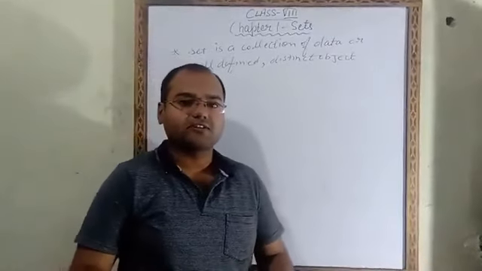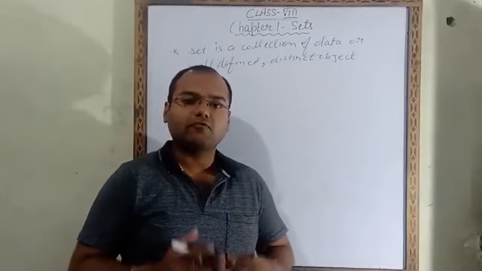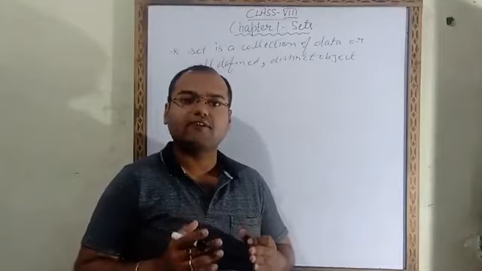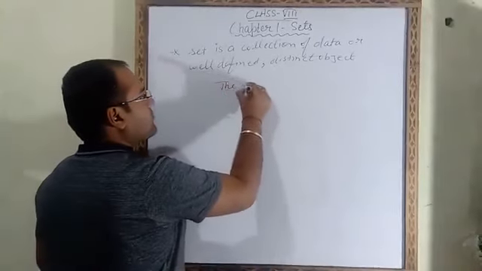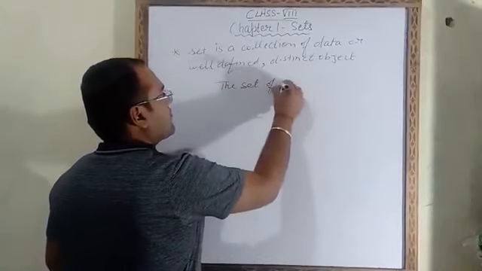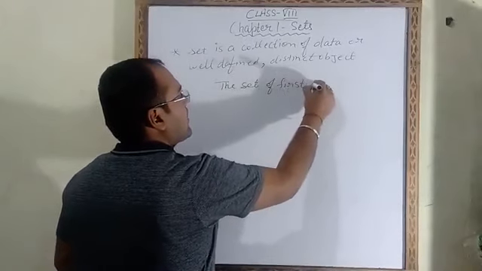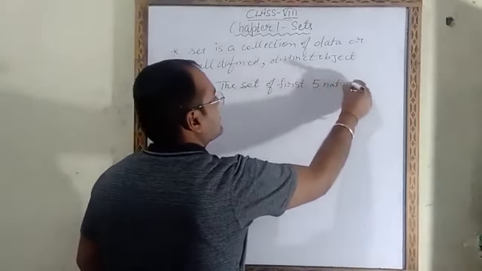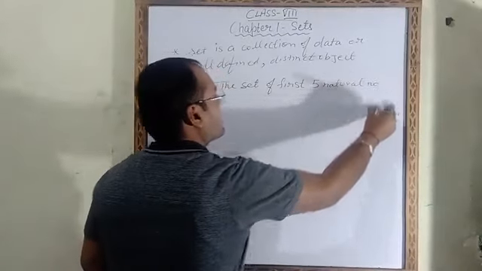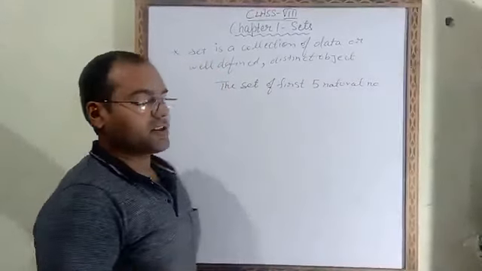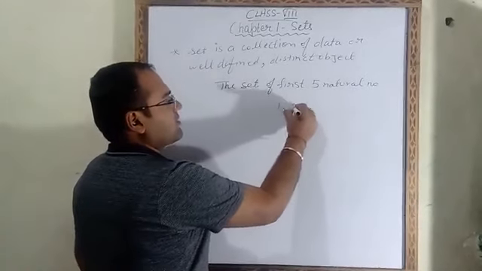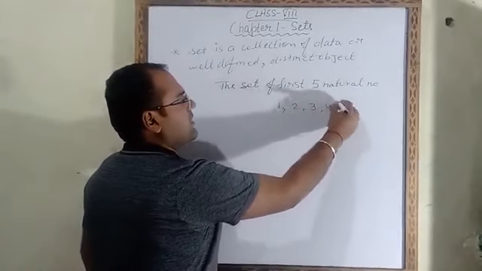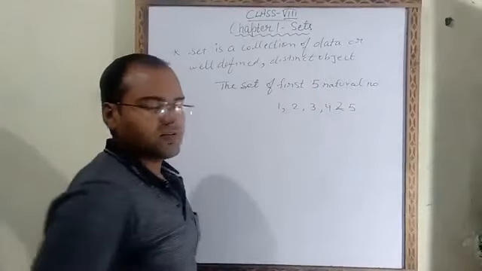So let's take one example. Suppose I said you have to write the set of first 5 natural numbers. The set of first 5 natural number. So what are the answer? What you will say? You will say that first 5 natural number are 1, 2, 3, 4 and 5.